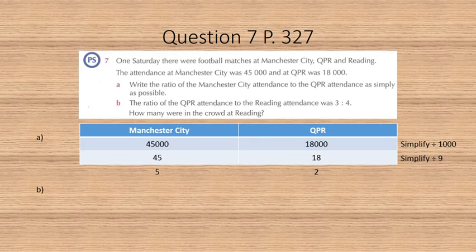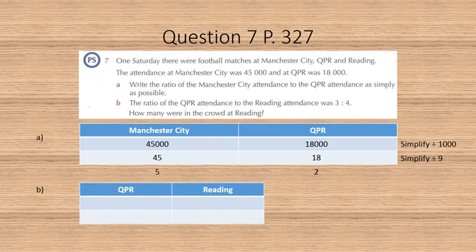So how many were in the crowd at Reading? Write down the ratio form for QPR to Reading. QPR was 3 and Reading was 4. So he needs to know the crowd at Reading. So how many was at QPR? It was 18,000. There was 18,000 there.